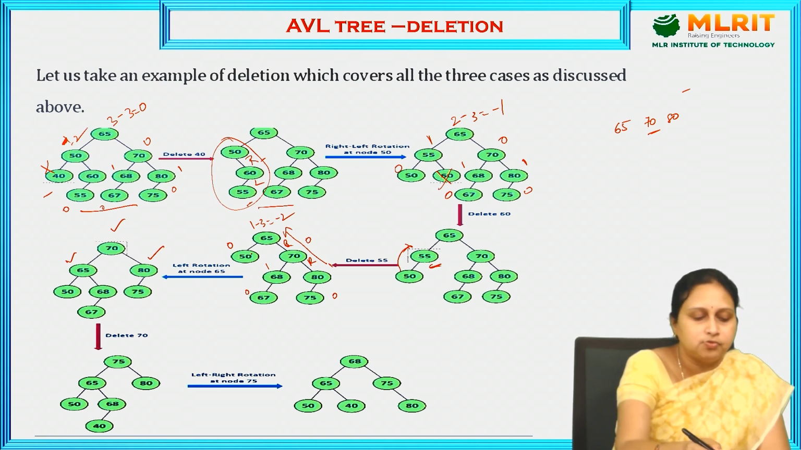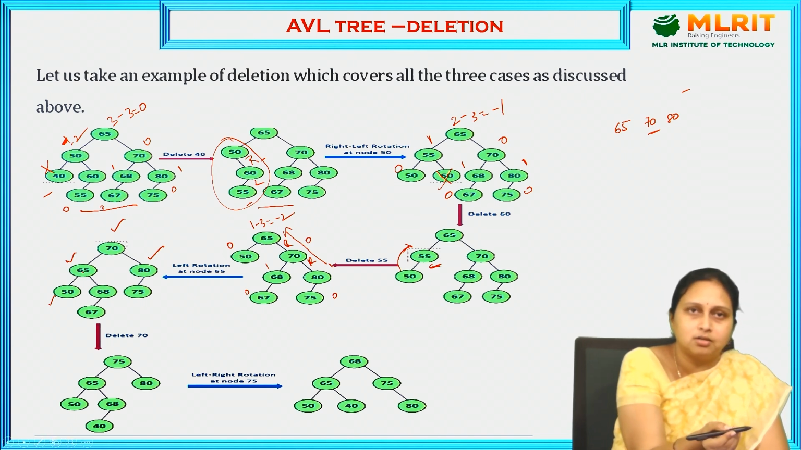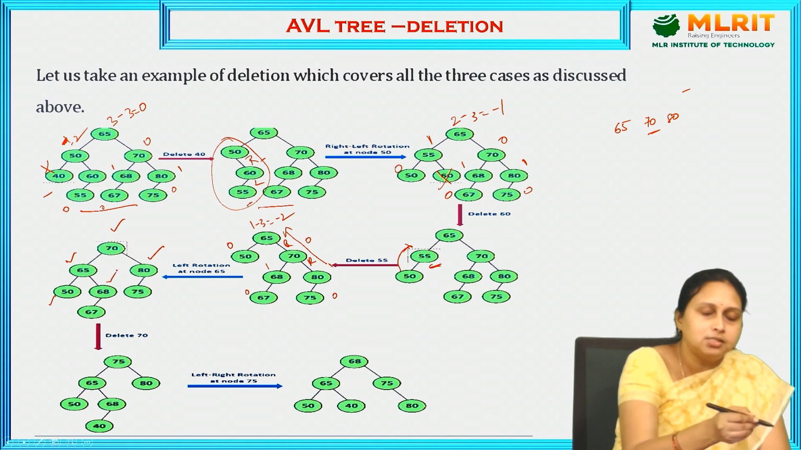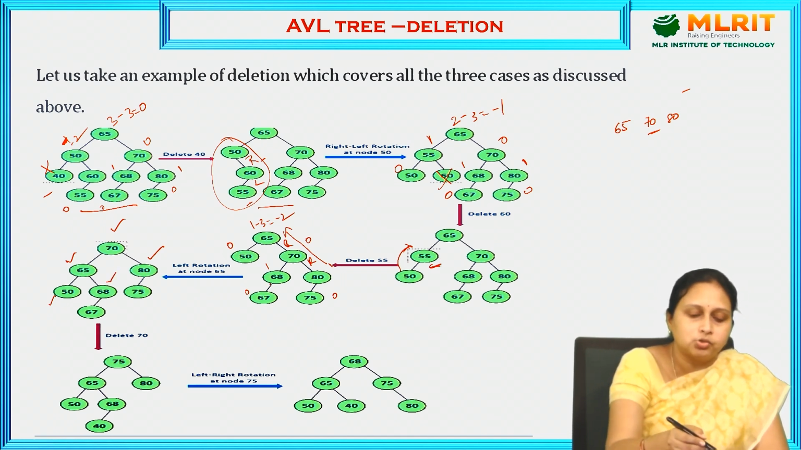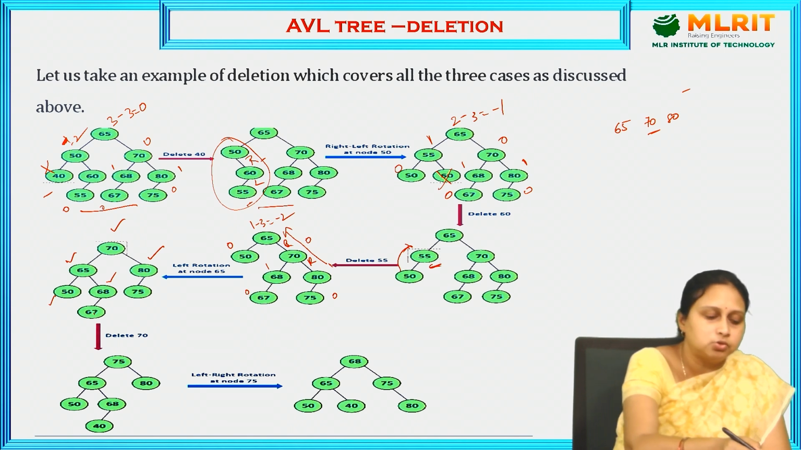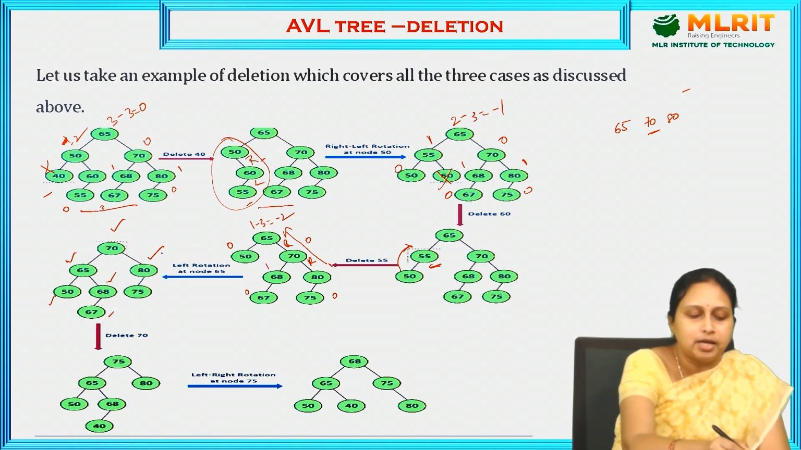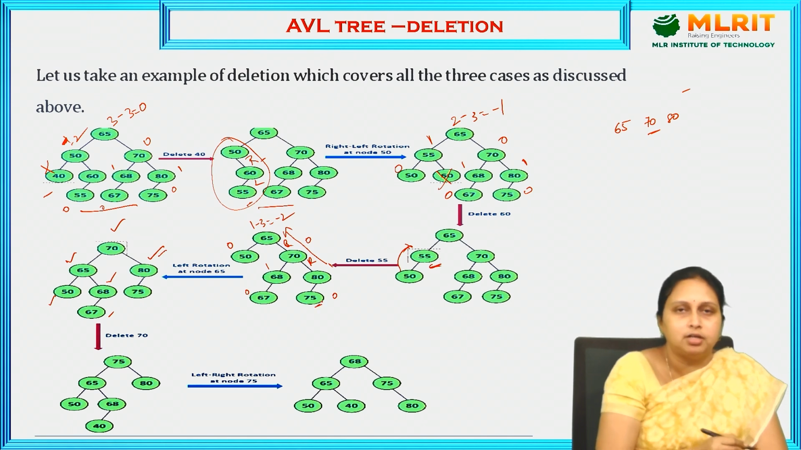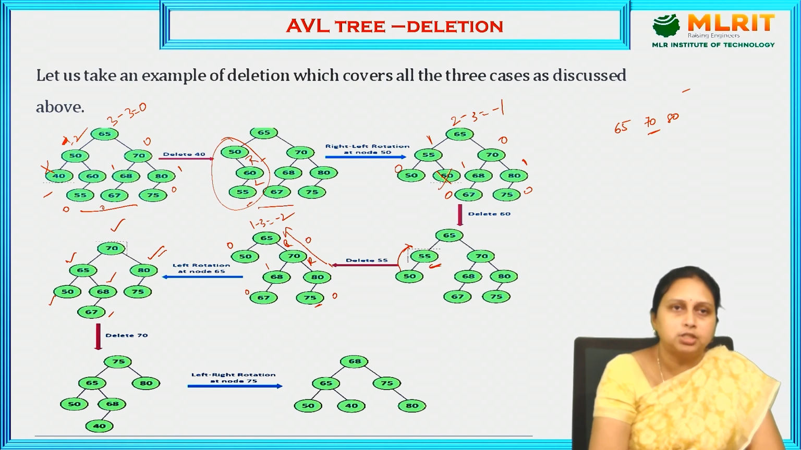Now for 65, the left element is 50, place it as it is. But for 70, the left element is 68, and we don't have a place for 68 here. So we need to place it as the right of 65. And for 68, left is 67, so we can place it as it is. And for 70, right is 80 and left is 75, placing as it is. Okay, that is done.